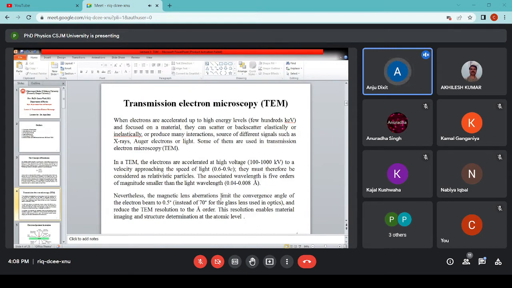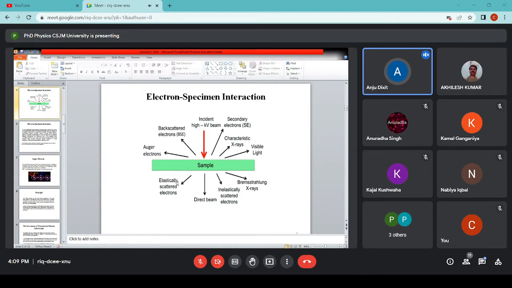The magnetic lens aberrations limit the convergence angle of the electron beam to 0.5 degree instead of 70 degrees for the glass lens used in optics, and reduce the TEM resolution to the angstrom order. So we can have this much resolution with the help of TEM. This resolution enables material imaging and structure determination at the atomic level. So at the atomic level, due to this resolution of angstrom order, we can have imaging and structural determination with the help of transmission electron microscopy.